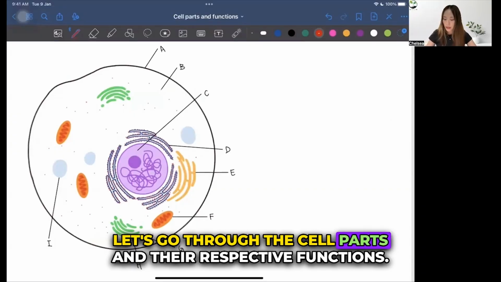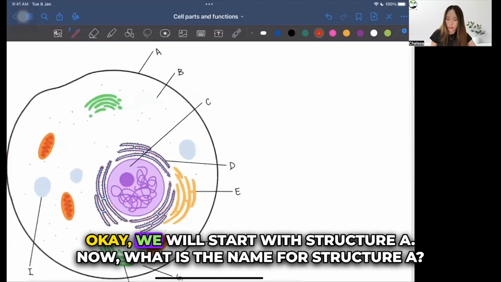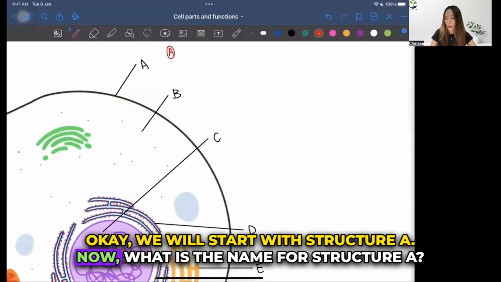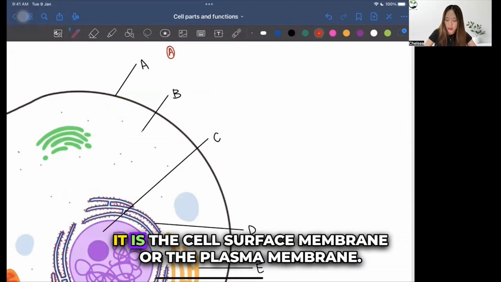Let's go through the cell parts and their respective functions. Okay, we will start with structure A. Now, what is the name for structure A? It is the cell surface membrane or the plasma membrane.